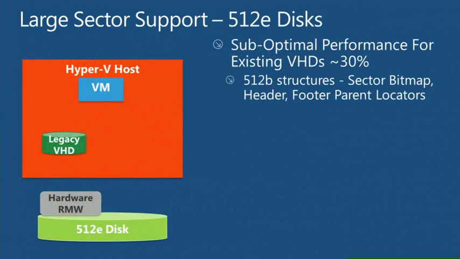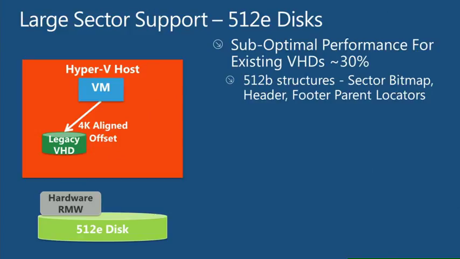As I mentioned before, with VHDs there was a performance problem with large sector disk. The reason for this is that the VHD format itself has 512 byte structures within it, and there are a few of them. The sector bitmap is one of them. The header, the footer, and the parent locators are structures within the VHD that are 512 byte aligned. But the most problematic of all of these is the sector bitmap. The sector bitmap is a 512 byte chunk of data right in front of the payload block data. So if you allocate 2 megabytes, there's a 512 byte chunk right in front of it, which says which sectors in that particular block are being used or not. But that creates a problem.